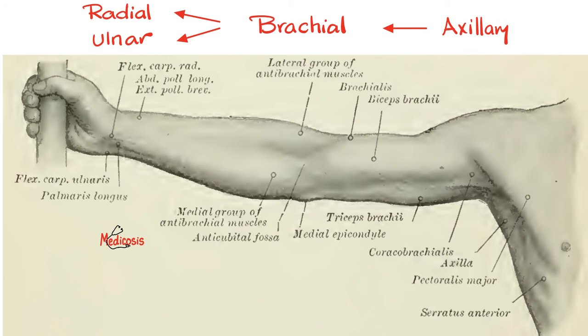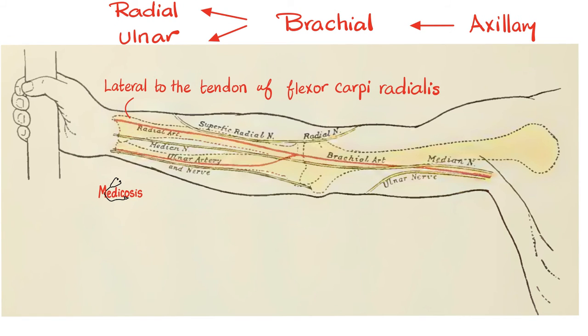and your ulnar artery. For the sophisticated students, the radial artery is lateral to the tendon of an important muscle known as flexor carpi radialis. Flexor because it causes flexion, carpi because it goes to the carpal bones and metacarpal bones, radialis because it's near the radius bone and not the ulna.